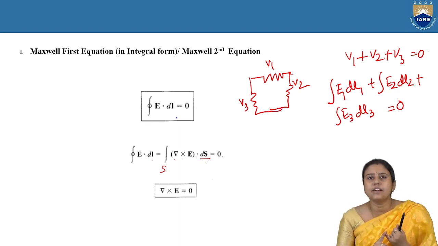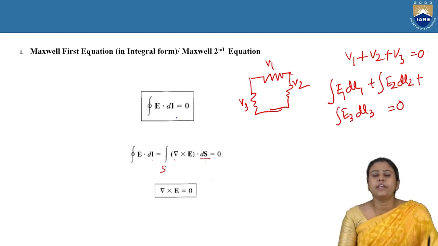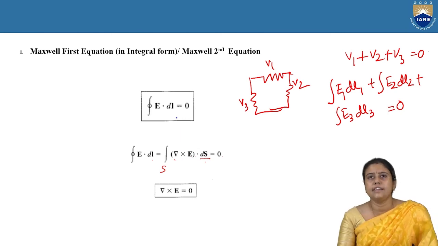Next, we have discussed the calculation of D for the line charge, surface charge and the volume charge density. Last of all, we have proved the Gauss law for a point charge. And we have discussed the Maxwell's first equation and the Maxwell's second equation.